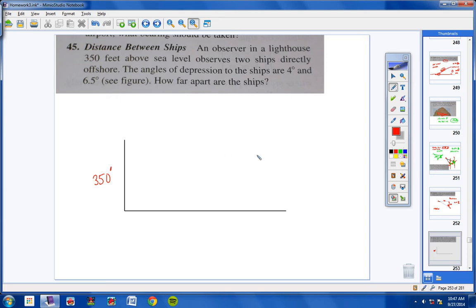Okay? All right. He sees two ships, and we'll just say one ship is here, and we're going to extend this line a little bit so we have a little more space to work with, students, and we'll say the other ship is here. Now the angles of depression to the ships are 4 and 6.5. So here's my first angle of depression right here. Okay, not a very good one. We'll fix it real quick here.